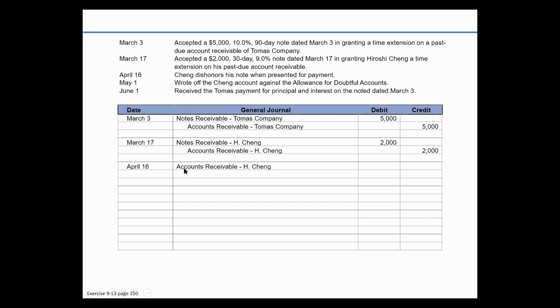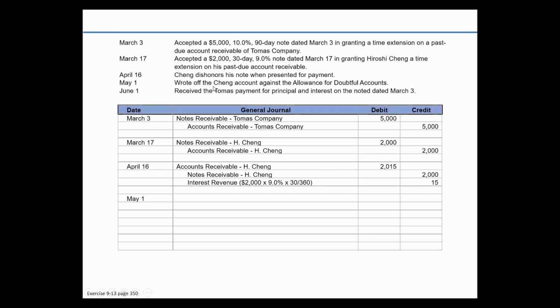And so we have to go ahead and convert that back into an accounts receivable. So we have accounts receivable H. Chang, debit for the amount of $2,015. And so you have a credit then to the notes receivable of $2,000 because you're going to now take that out of the notes receivable and add it back to the accounts receivable. But you also have the revenue because he still owes us the interest revenue as well for that 30-day period. So $2,000 multiplied by 9% is going to be $15. So he owes us that as well.